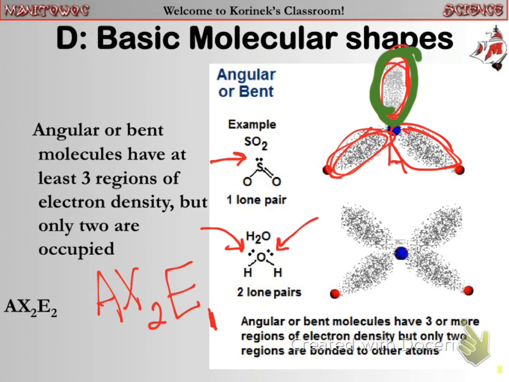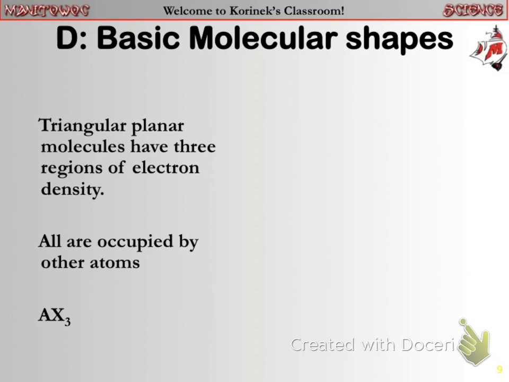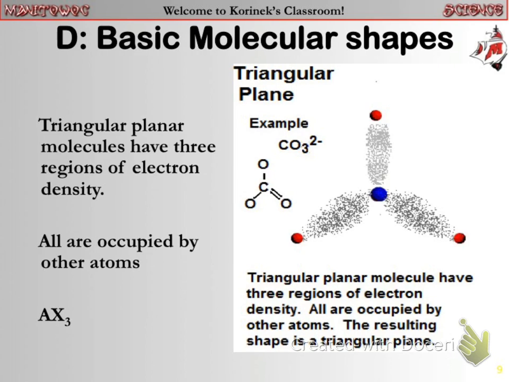All right, moving on. Trigonal planar. Trigonal planar, all occupied by other atoms. So in this case, our code is AX3. Carbon dioxide is a great example of this. Every single region around the central atom is occupied by shared electrons. And that's the look of a trigonal planar molecule. Or sometimes, like in this case, a trigonal planar ion, right? Because this wouldn't be a molecule. Why is it not a molecule? Because of the 2 negative charge. That's an ion.